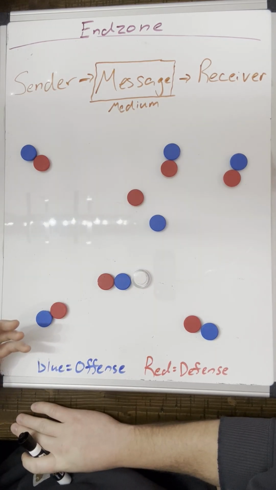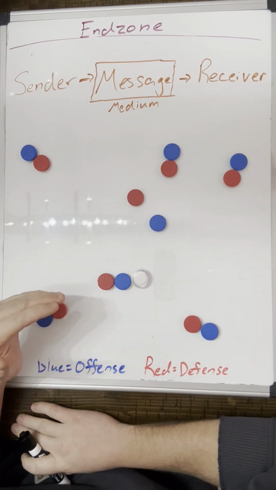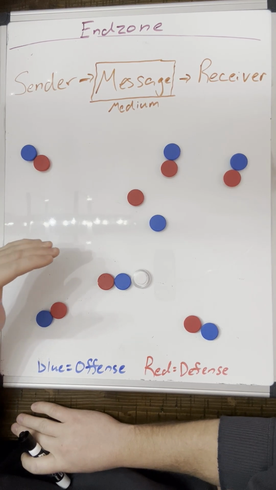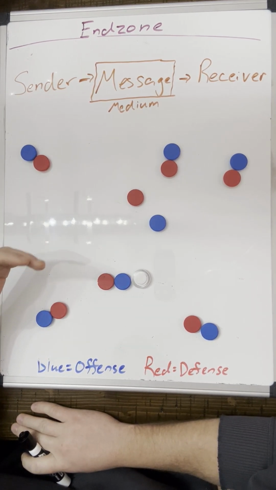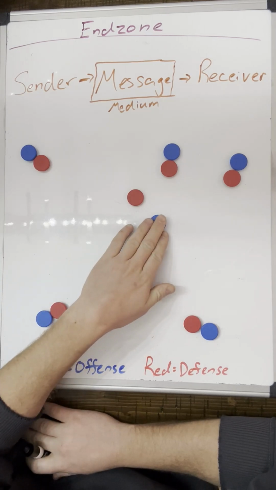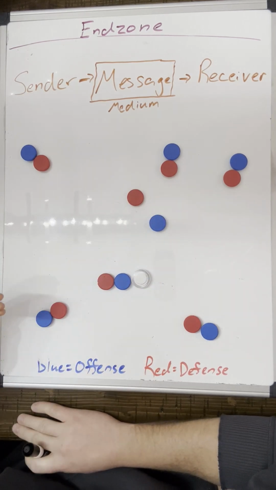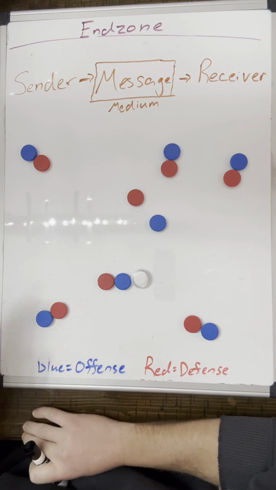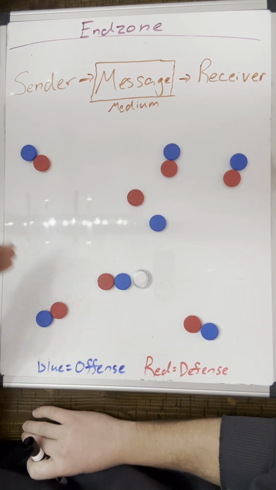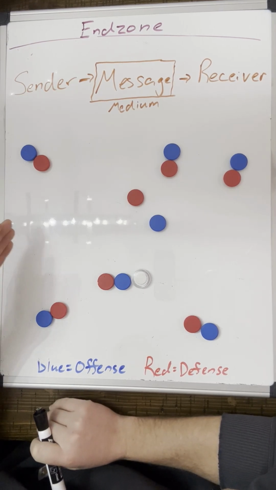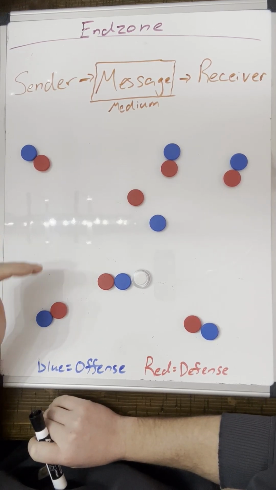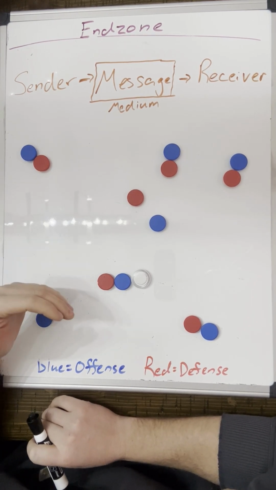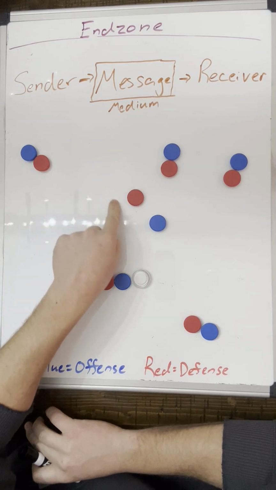In this common example, the cutter is the sender of the message. And the message that they are sending is they want to receive the disc in a specific area. The medium is the method of communication, and in this situation, that would be body language. By running in a clear and direct line, they are communicating where they will be and therefore where the disc should go. They're going to be cutting across towards this open side.